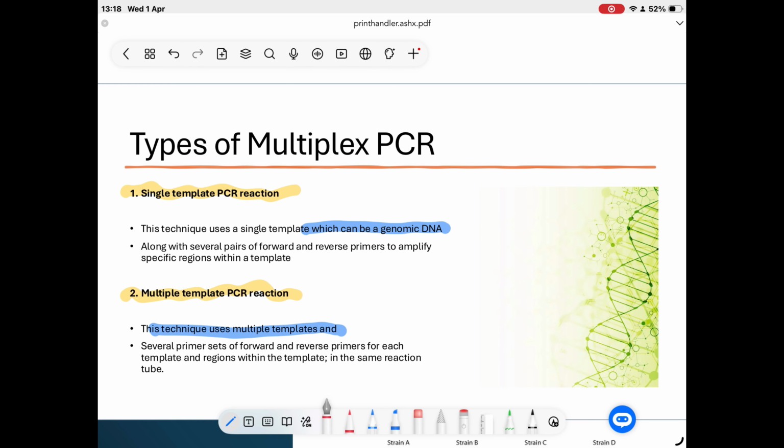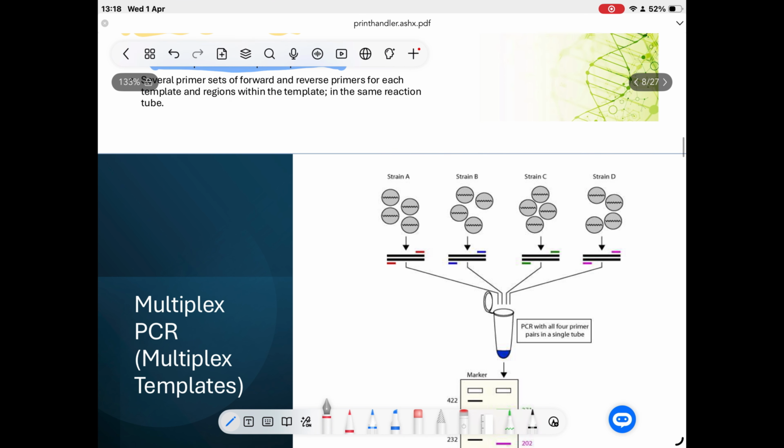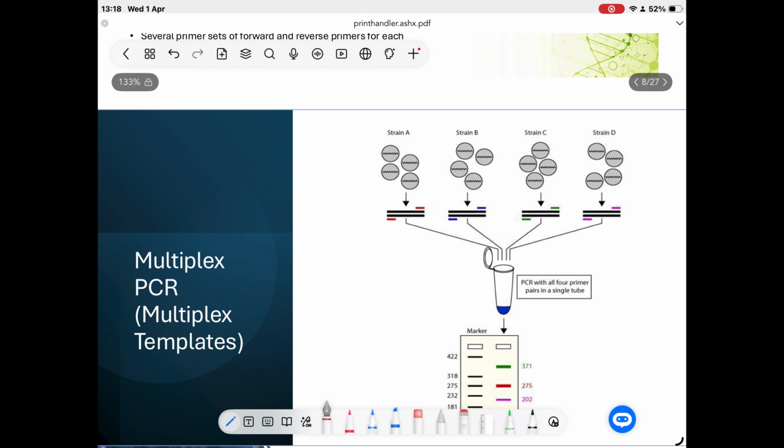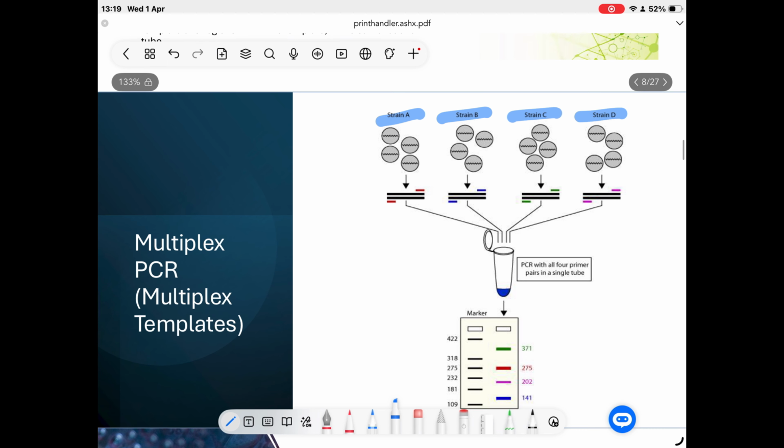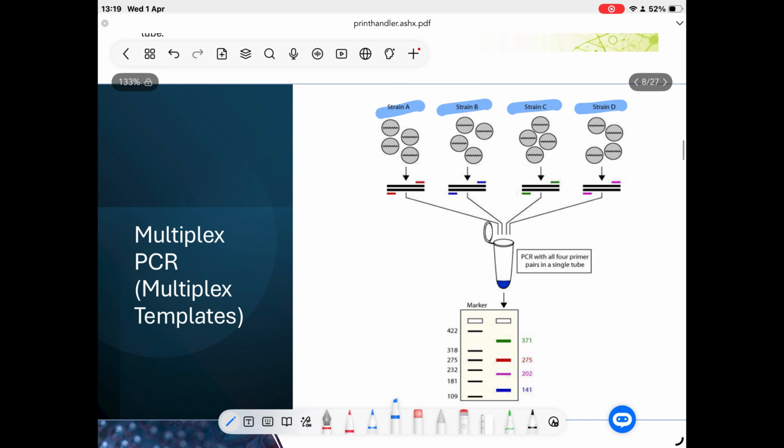Got it. Now, the multiple template PCR operates on a different logic. It uses multiple templates and several primer sets for each template in the same reaction tube. The visual graphic on this slide is incredibly detailed. It really is. It shows 4 distinct sources at the top, strain A, strain B, strain C, and strain D. Each strain has its own circular coiled DNA. Arrows point down, indicating that the DNA from strain A receives a specific red primer set, strain B, a blue set, strain C, a green set, and strain D, a purple set.